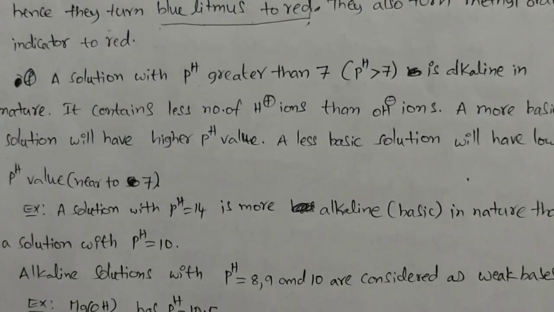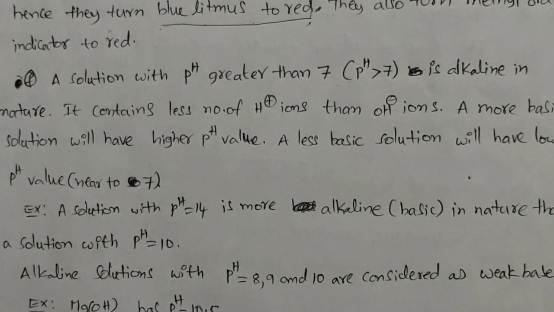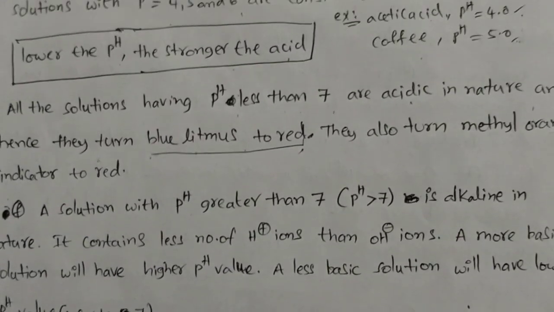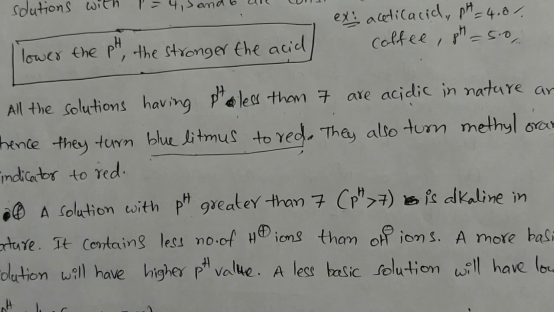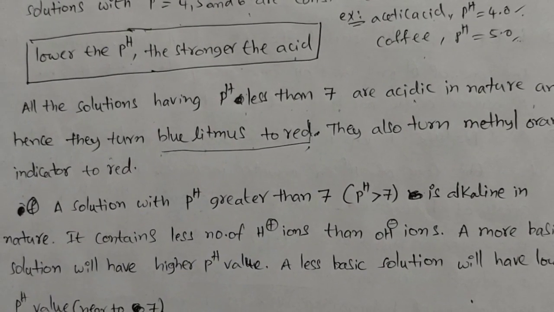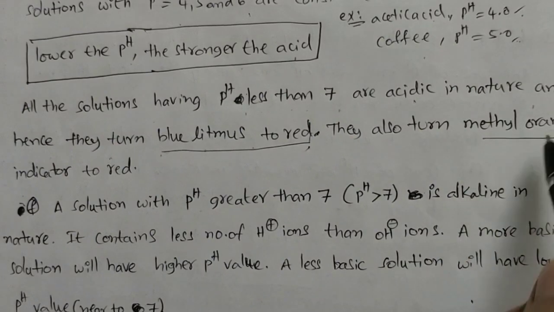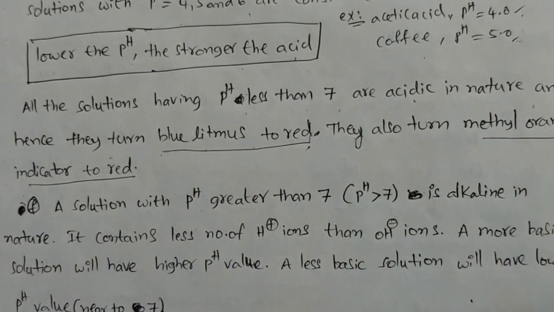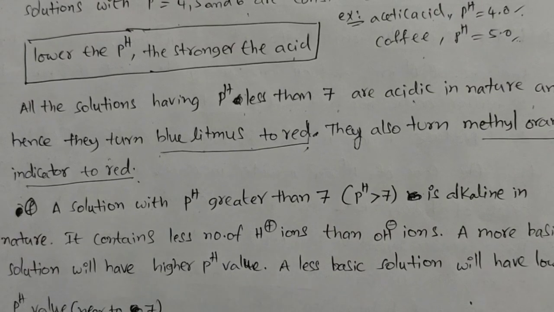All the solutions having pH less than 7 are acidic in nature, and hence they turn blue litmus to red, and they also turn methyl orange indicator to red. Actually, we are going to discuss methyl orange in the indicators concept. So acids turn methyl orange indicator to red color.